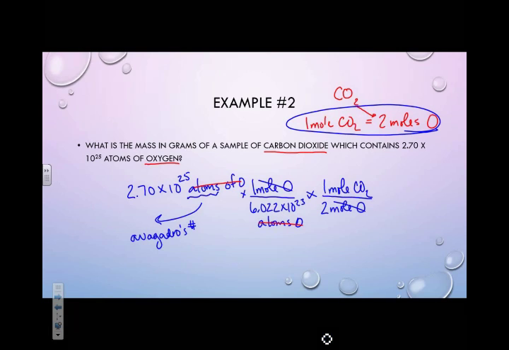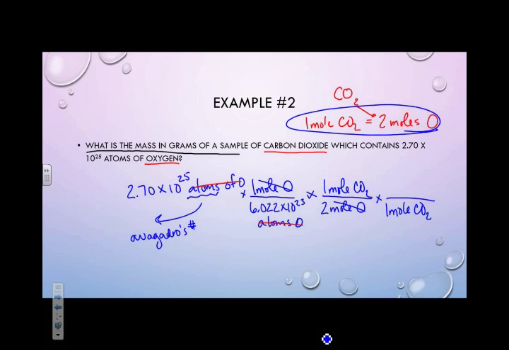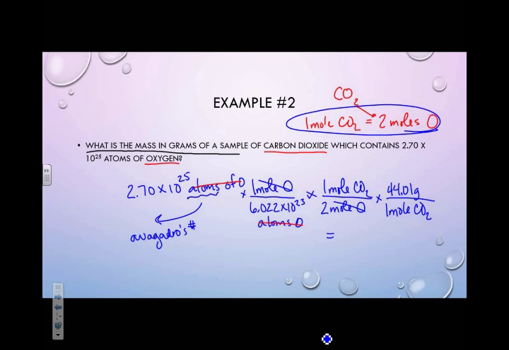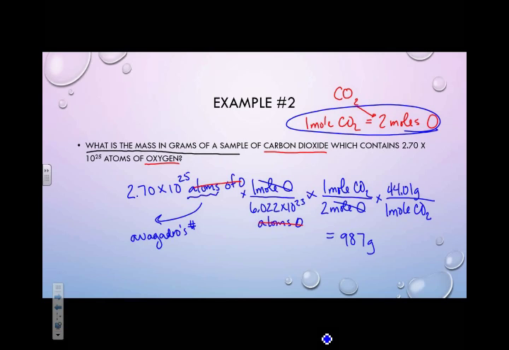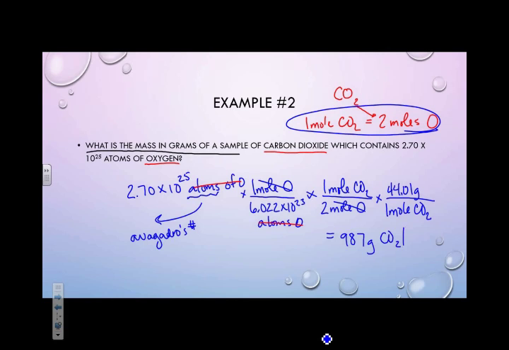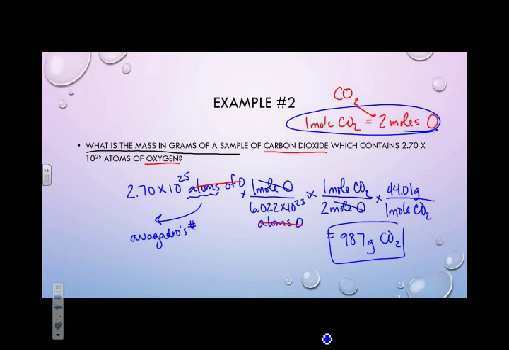And then last, I go back and check the problem, and it asks me for the mass in grams of the carbon dioxide. So I have one more step, which is to use the molar mass of carbon dioxide, since it's asking for grams. And the molar mass of carbon dioxide is 44.01 grams. Put that all into my calculator, and I get 987 grams of CO2 as my answer.